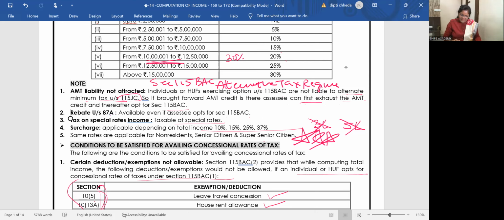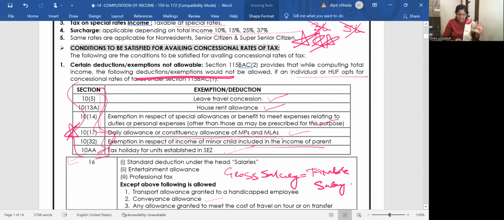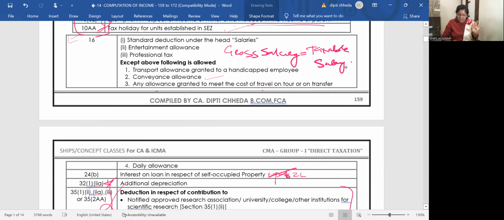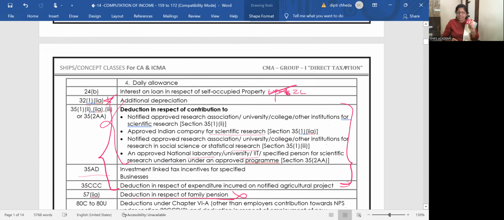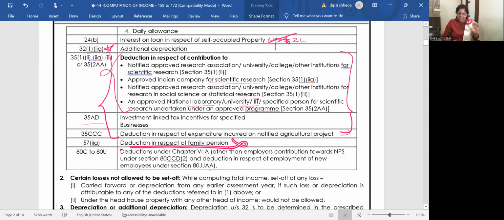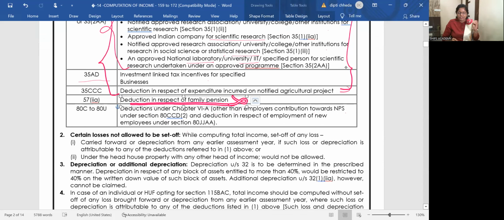Special income, special rate, yes. No seniority benefit, and these section 10 exemptions you will not get. Salary, the standard deduction and all, you will not get. Interest on loan in self-occupied property is not allowed. Additional depreciation not allowed. Scientific research not allowed. 35AD not allowed. And then family pension not allowed. Chapter VI-A deductions not allowed, except employer's contribution to national pension scheme or Atal Pension Yojana, and Agniveer Corpus Fund.